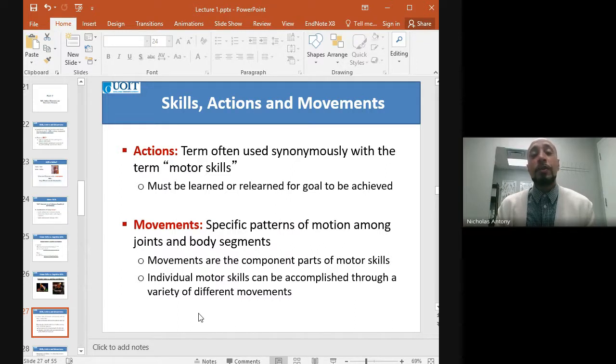The next term we're going to learn is actions. Actions is the same thing as skill and motor skill. Okay, so of the 3 definitions that we've learned so far, they all mean the same thing.